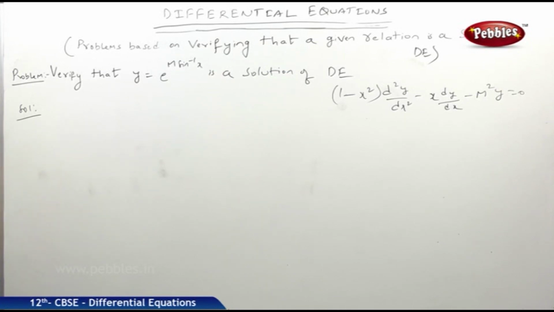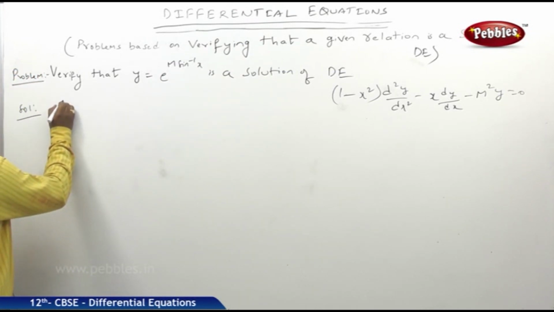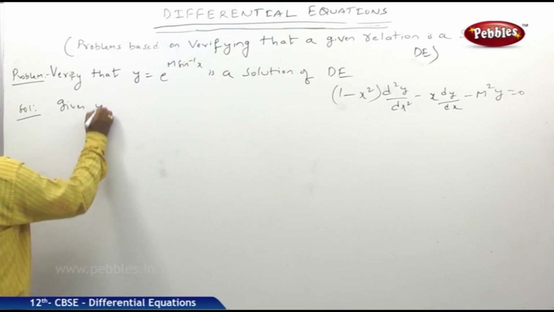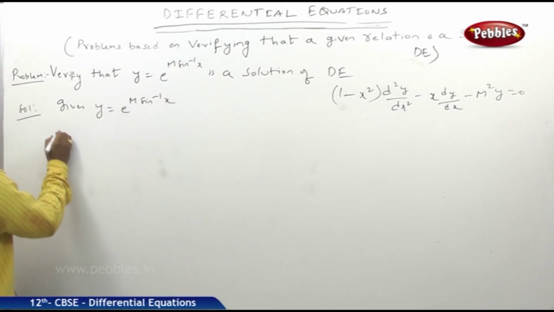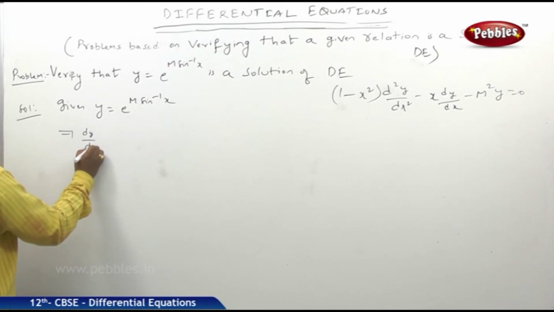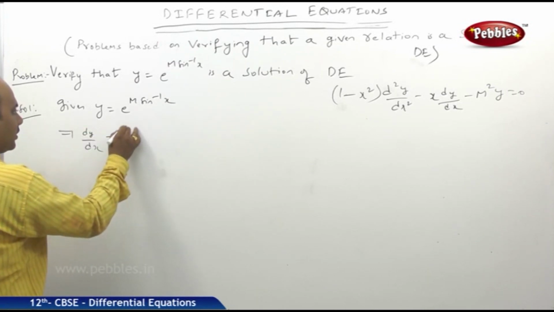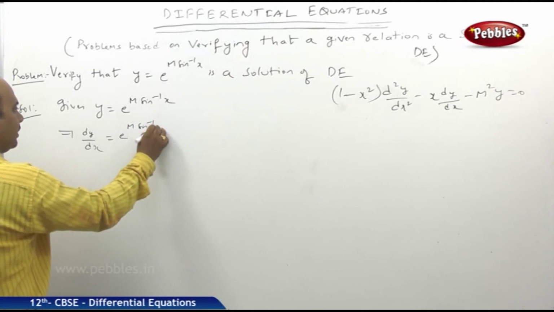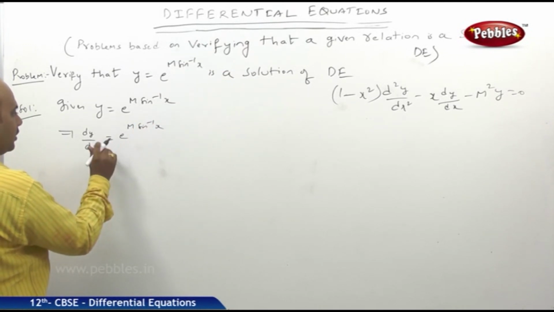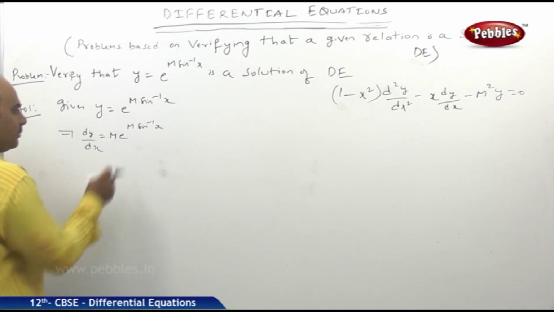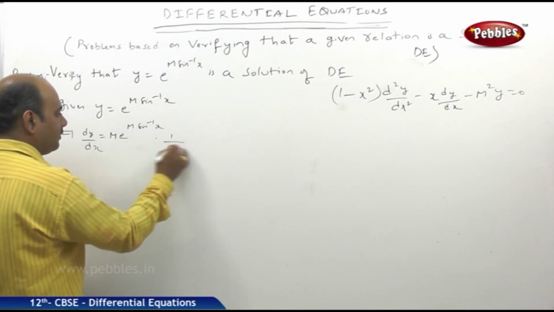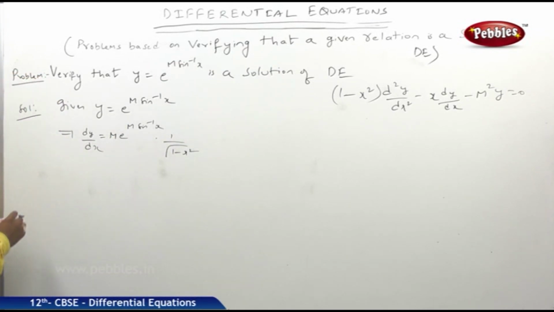We shall start the third problem. Verify that y is equal to e power m sin inverse x is a solution of the given differential equation. I'll go by my regular method, e power m sin inverse x. So I will find dy by dx. I get e power m sin inverse x, because the derivative of e power x is e power x, but I keep m here, because the coefficient of x comes in the form of a product, and the derivative of sin inverse x is 1 by root of 1 minus x square.